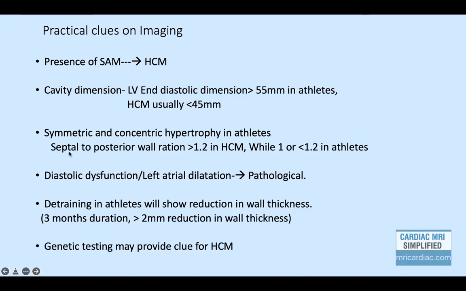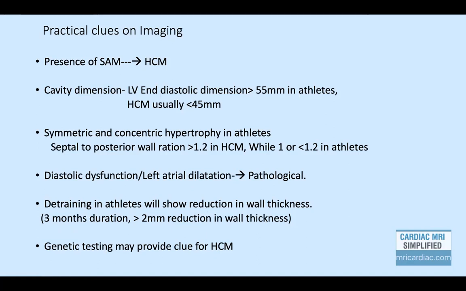HCM has asymmetric left ventricular hypertrophy, and the septal to posterior wall ratio will be always more than 1.2, while athletes have symmetric and concentric hypertrophy. Presence of diastolic dysfunction and left atrial dilatation is considered pathological. Most importantly, once athletes stop training for at least 3 months and you get more than 2 millimeter reduction in wall thickness, you can consider that this was a physiologic change. Lastly, genetic testing may provide an important clue for HCM.